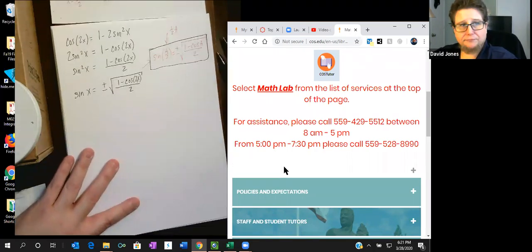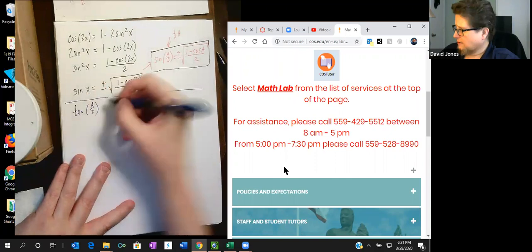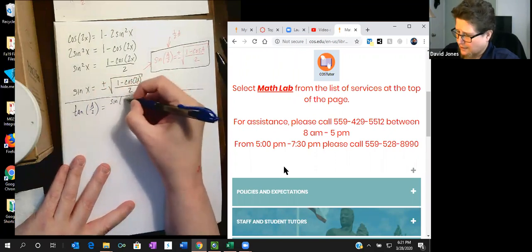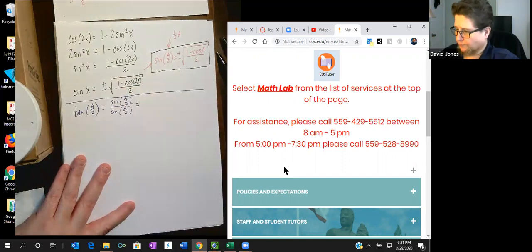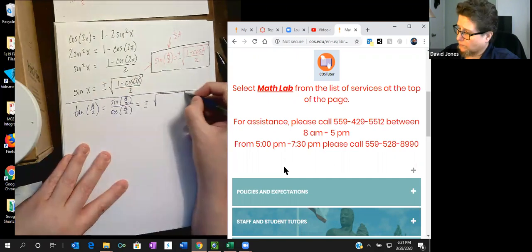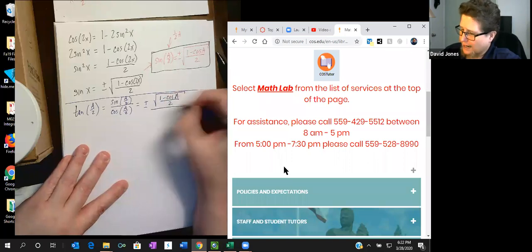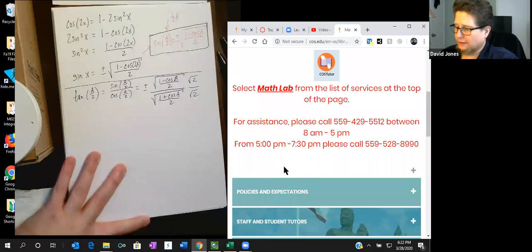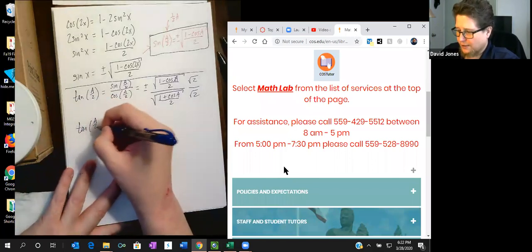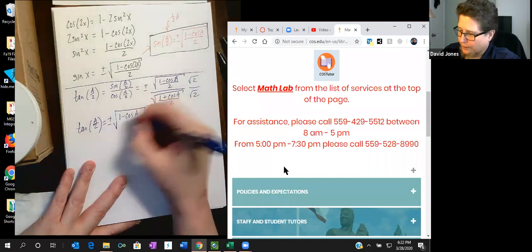And finally, let's look at tangent. So tangent of a over 2, well, that's sine of a over 2 divided by cosine of a over 2. And we get the radical of 1 minus cosine a over 2 on top, with a radical of 1 plus cosine a over 2 on bottom. We multiply top and bottom by a radical 2, and it'll clear it out, simplifies it up. Tangent of a over 2 is plus or minus the square root of 1 minus cosine a over 1 plus cosine a.